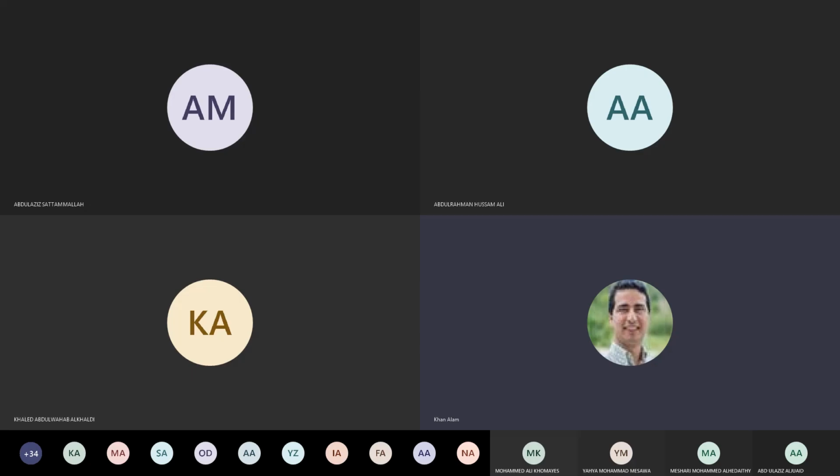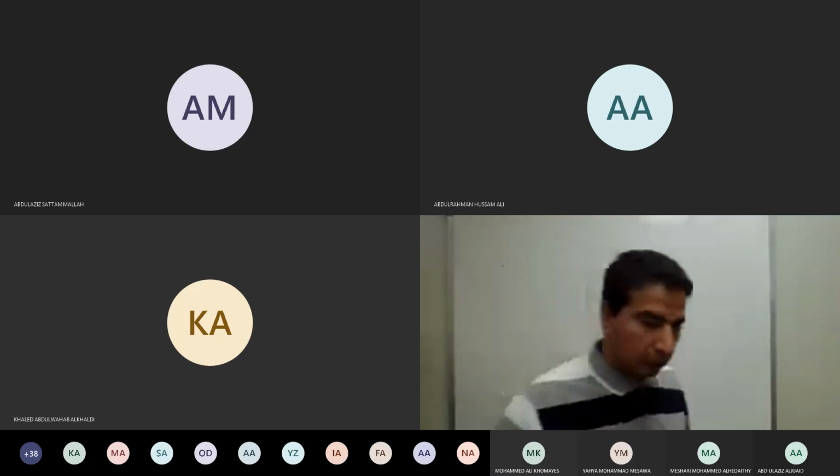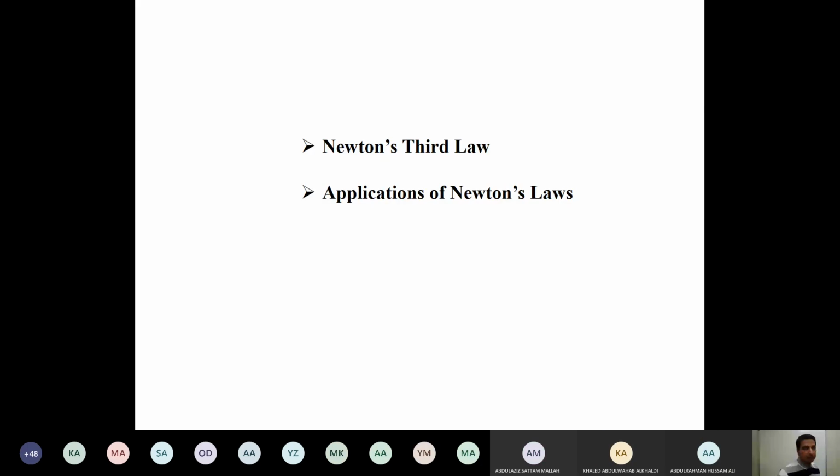The implications of Newton's law. So the first one which we want to cover will be Newton's third law. You all are familiar with it from high school: action and reaction, right? We have potentially been talking about that so far, but we didn't specifically mention it.